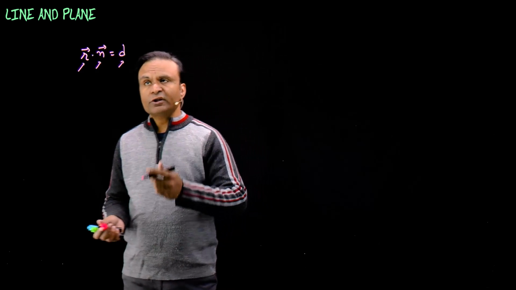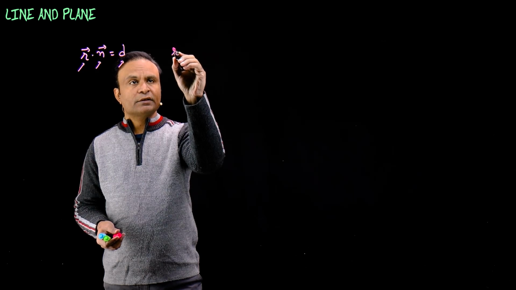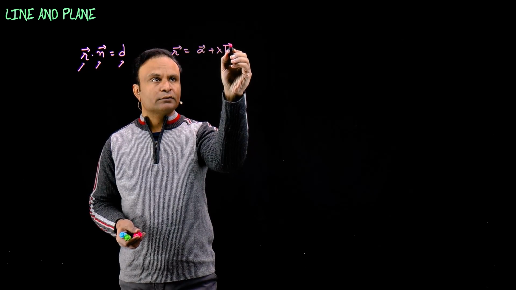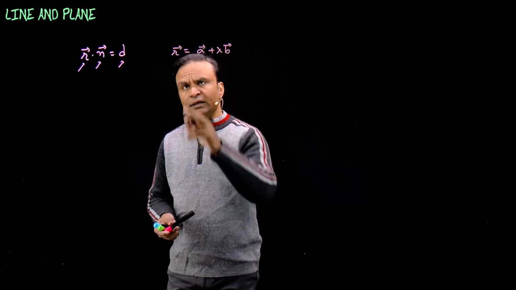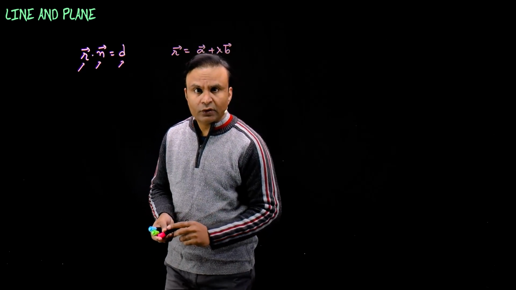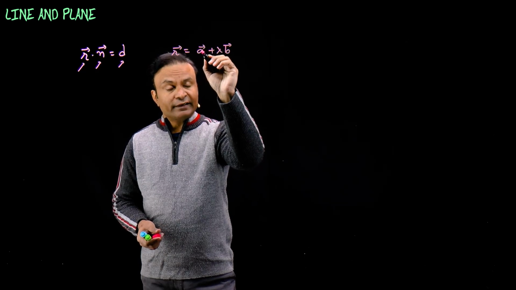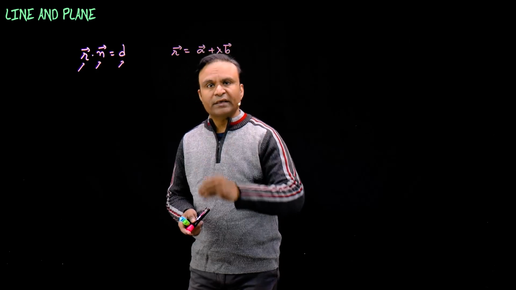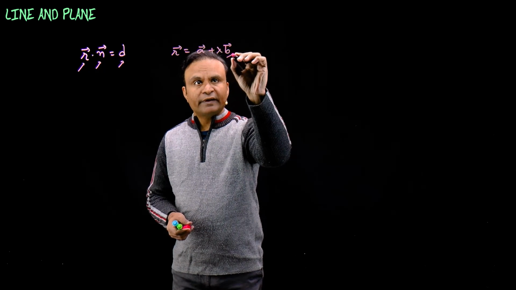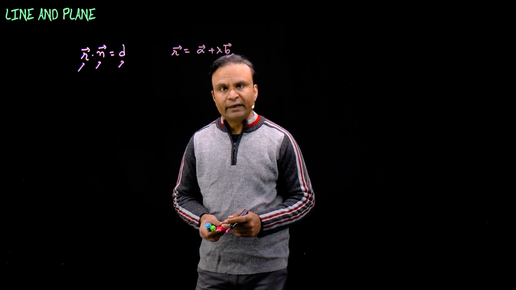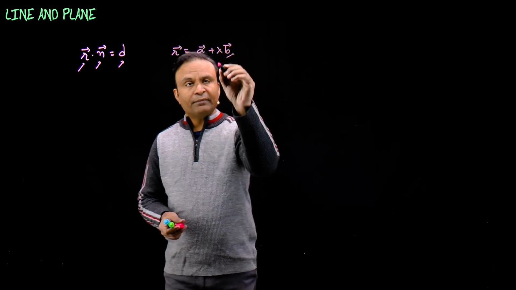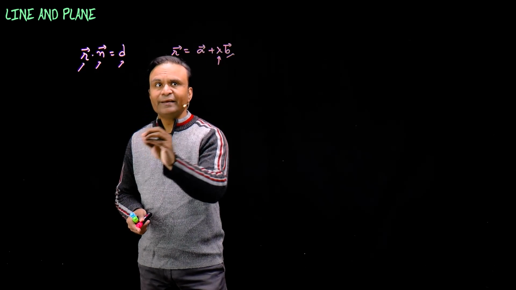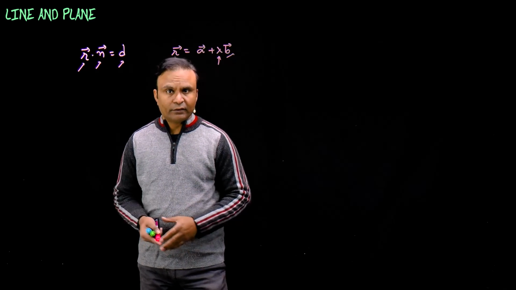Also consider equation of line in vector form, that is r is equal to a plus lambda times b. Again, here r is position vector of any point on the line. This vector a is position vector of point through which line is passing, and b is a vector to which line is parallel, and lambda is parameter. So we have now equation of plane and equation of line in vector form.